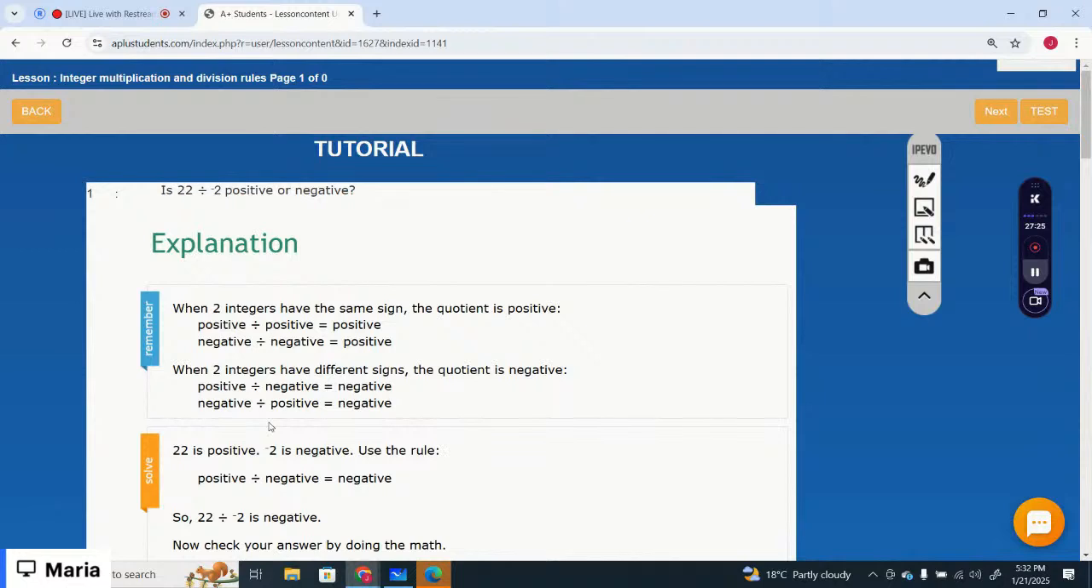Is 22 divided by negative 2 positive or negative? So when you are dividing or multiplying, if one of the numbers is negative, the answer is negative. If they have different signs, the answer is negative. So let's start with the test questions.